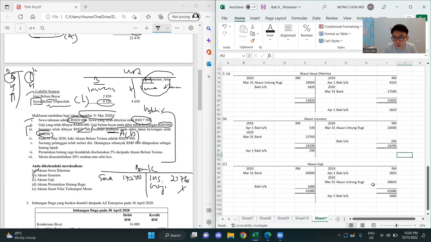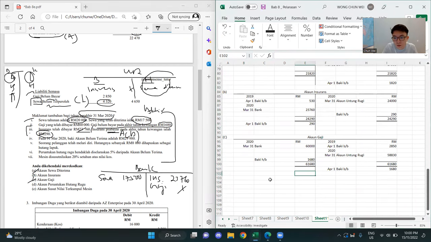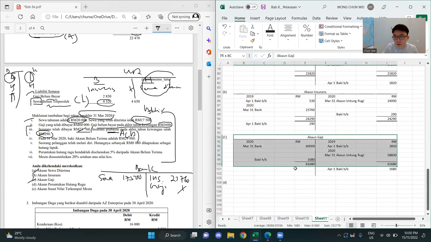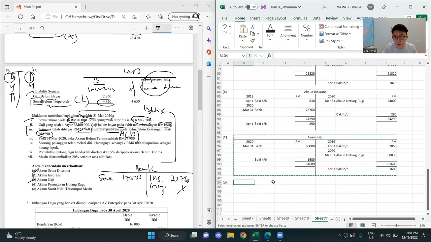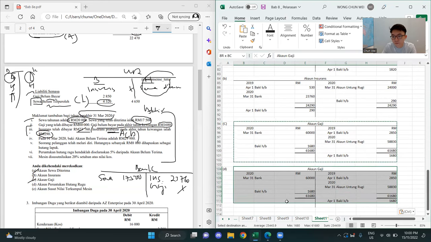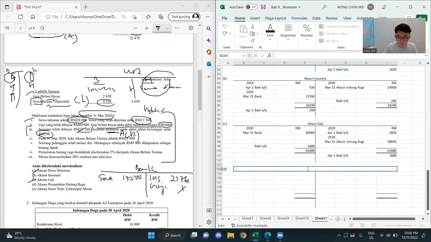Okay, then last two, quick one. Your account peruntukan hutang ragu. So, D, same thing, buka account first. Account peruntukan hutang ragu.